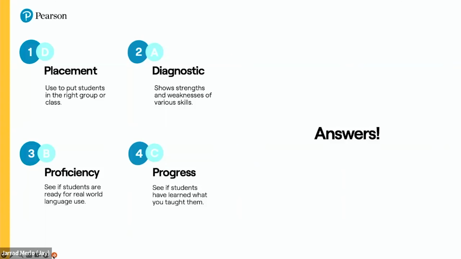Okay, let's have a look at the answers here. So a placement test, 1D, is used to put students in the right group or class, right? You place them. 2A is the diagnostic test. It shows the strengths and weaknesses of various skills.